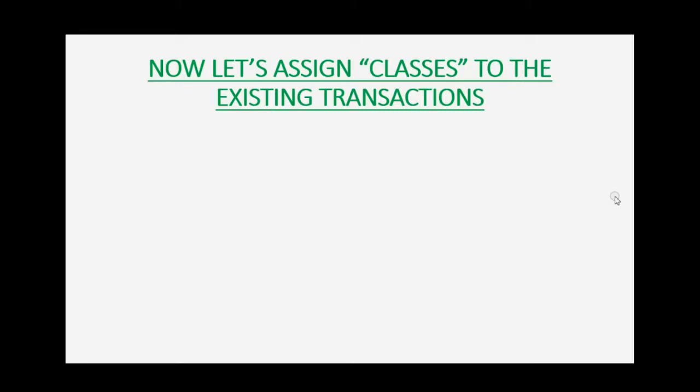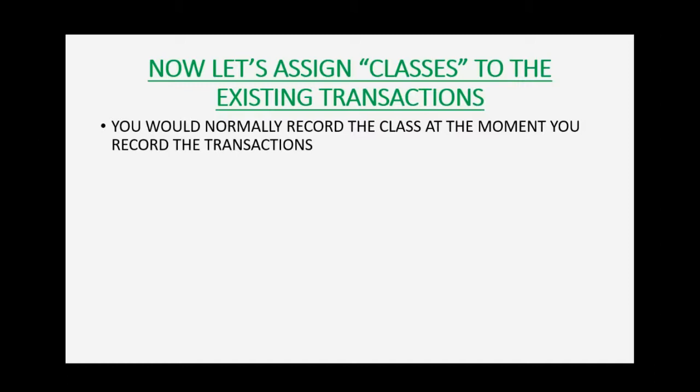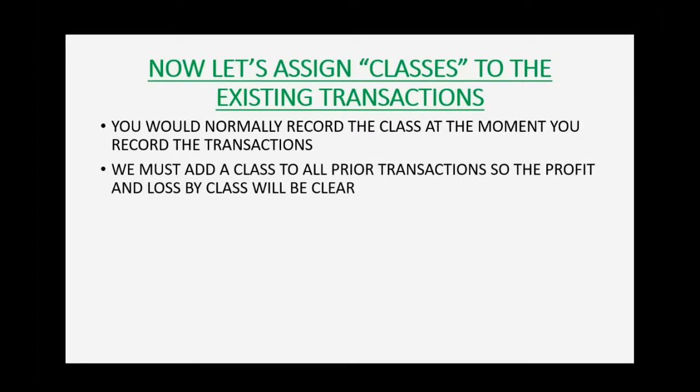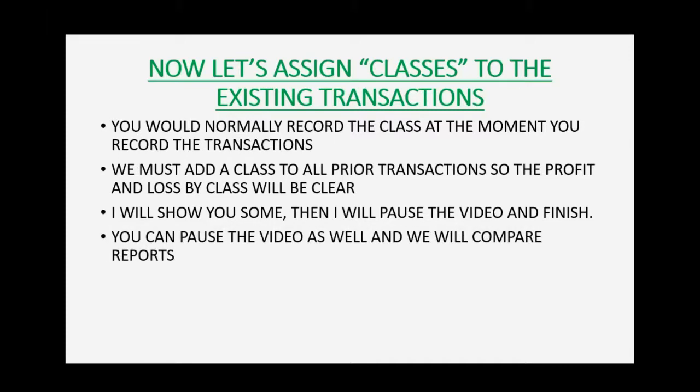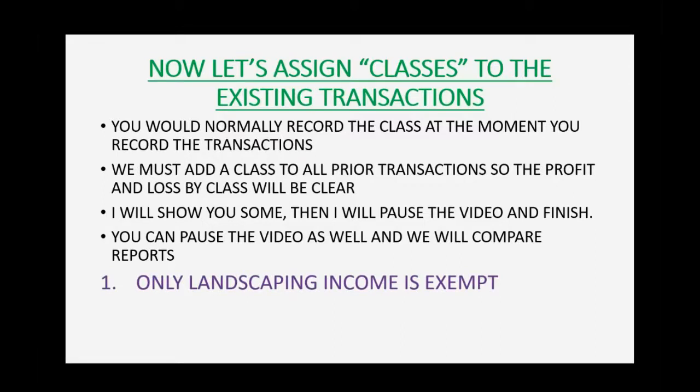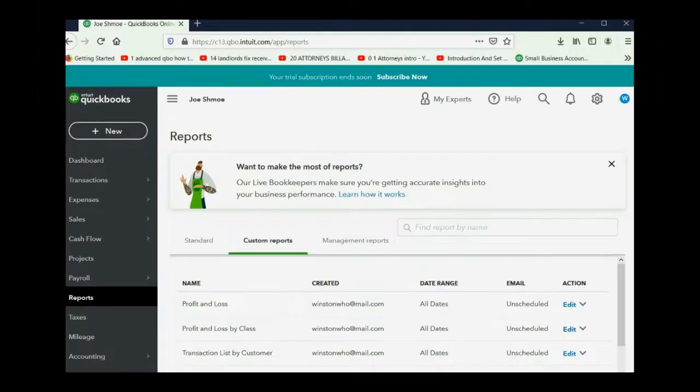Now let's assign classes to the existing transactions. You would normally record the class at the moment you record the transactions. We must add a class to all prior transactions so the profit and loss by class will be clear. I will show you some, then I will pause the video and finish. You can pause the video as well, and we will compare reports. So let's imagine that only landscaping income is exempt and only vet bills are not deductible. Well, what would you do?